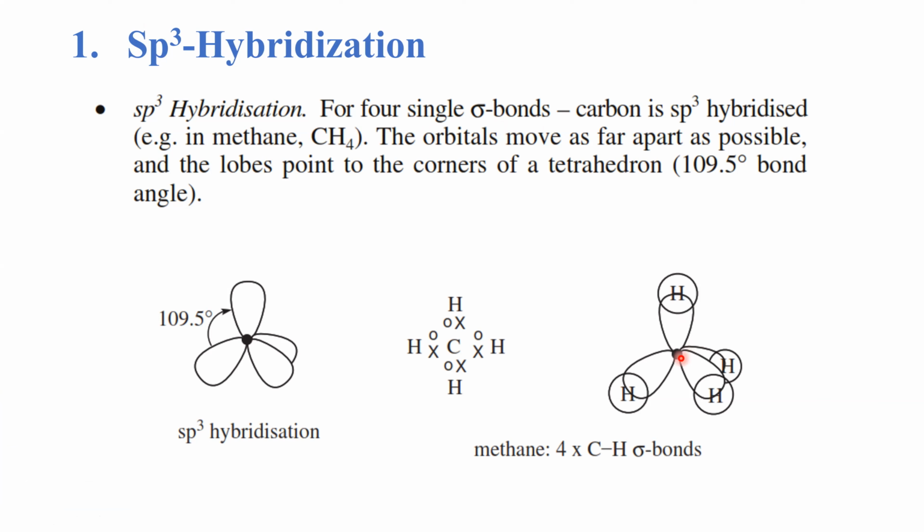When you see that the carbon is in a single bond with the hydrogen, that is not limited to the hydrogen. It could be making a bond with another carbon, but that is a single bond. It means that this is a sigma bond, right? And this is the sp3 hybridized in methane, CH4. The orbitals move as far apart as possible, and the lobes point to the corners of the tetrahedron. So the geometry for this would be the tetrahedron, and the bond angle will be 109.5. And the example is methane.